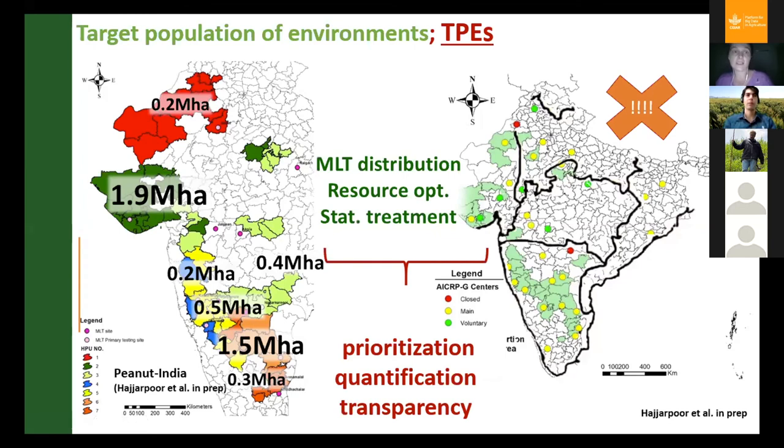The main message of this slide is that this type of very simple analysis can be used to strategically set the multi-location trials and so optimize the resources which are being poured into multi-location testing and statistical treatment. So again, summarizing, prioritization, quantification, transparency is our main motto here.